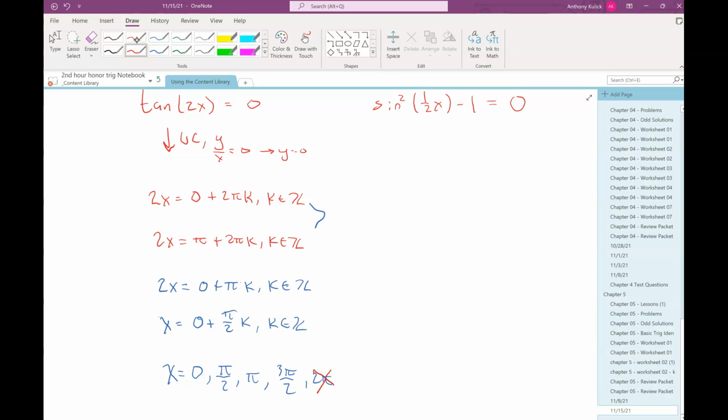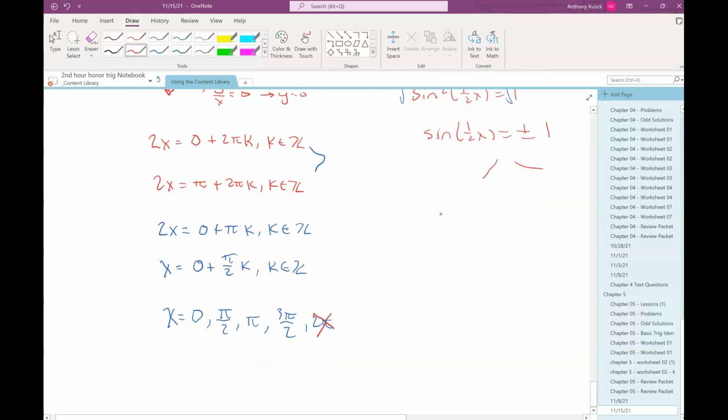So that's halfway. We still have sine squared of 1/2 x minus 1 equals 0. Oh my goodness, Mr. Kulik, are you kidding me? No. So we'll add 1 to both sides. Square root both sides. Remembering the plus or minus, that generates 2 equations.